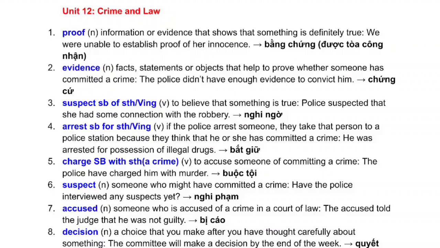Number 6. Suspect. Suspect is someone who might have committed a crime. Example, have the police interviewed any suspects yet?